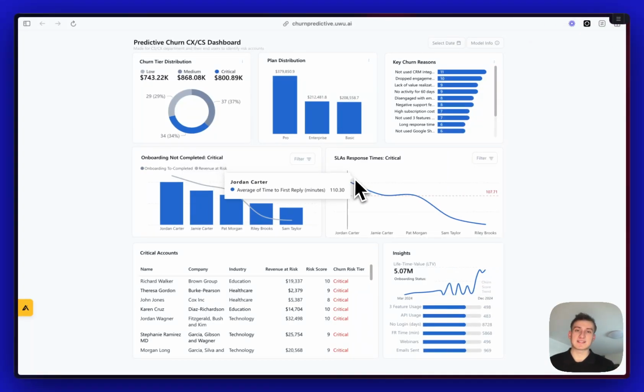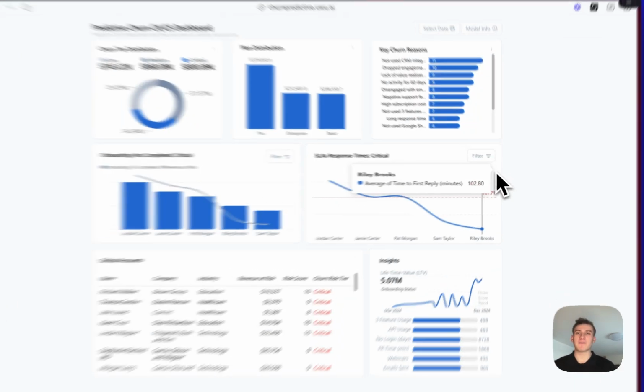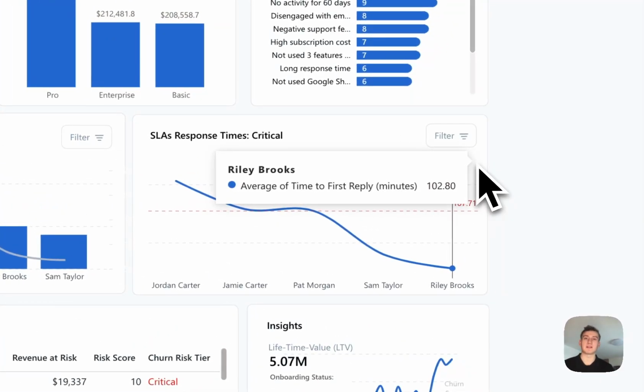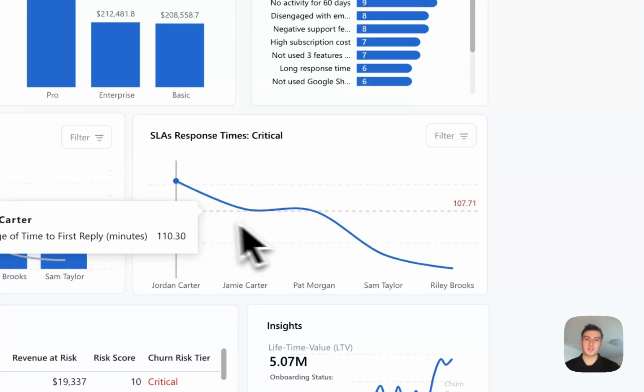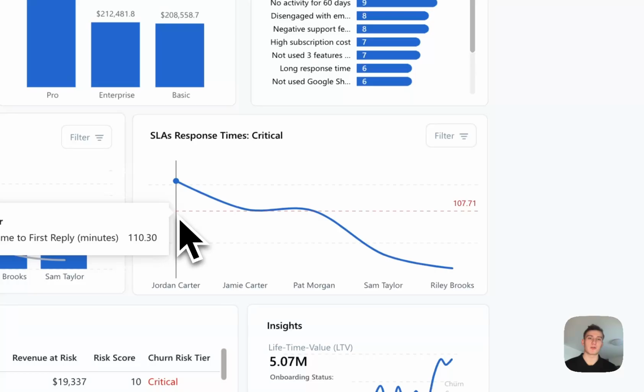Then the next one is SLA response times. We also have an AI that answers the key questions of our customers, but if the customer wants to speak to an agent, a real person, they actually need to get a response very fast. As you're able to see here, we can see how fast they are responded to, and this is specifically also for critical accounts, meaning the ones that are more prone to churn.